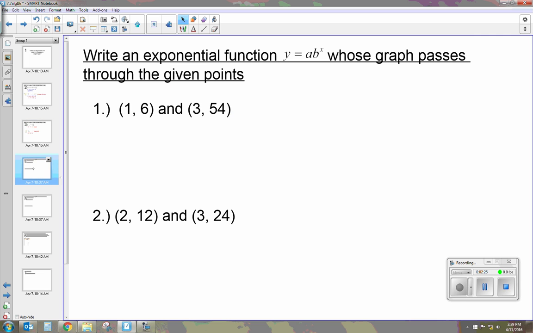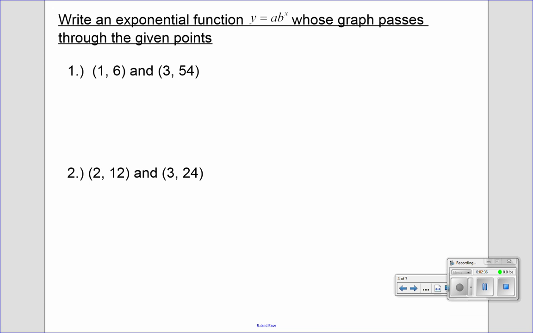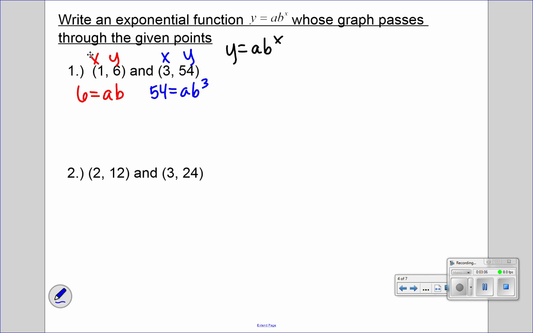Next up, we're going to be writing exponential functions using the model y equals ab to the x, whose graph passes through the given points. So I'm giving you 2 points. I'm going to label that x and y, x and y. And we're going to plug these numbers into y equals a times b to the x. So the first one is 6 equals ab to the first, and the second one is 54 equals ab to the third. So now we have a system of equations.